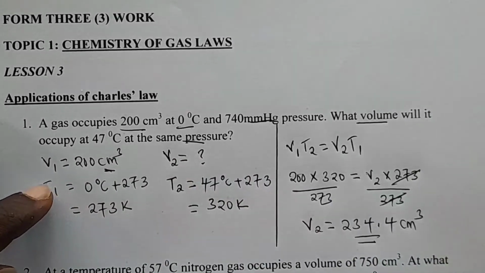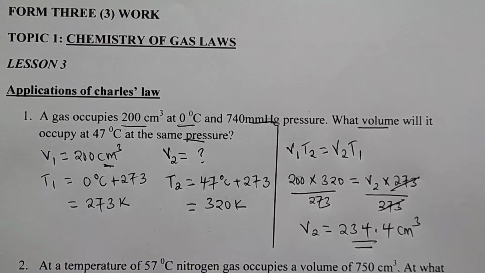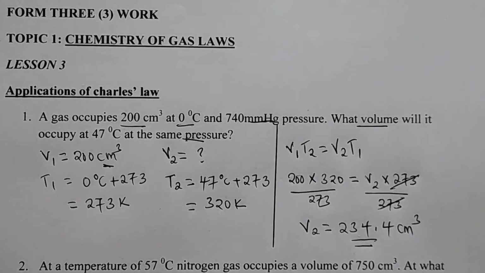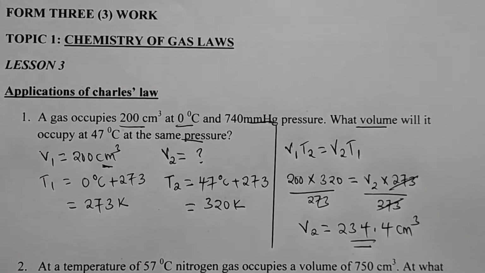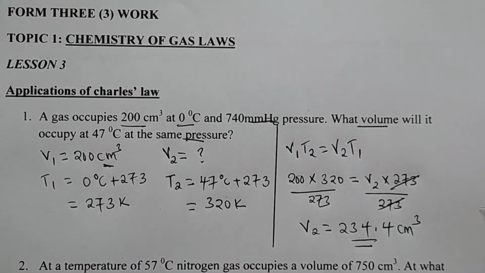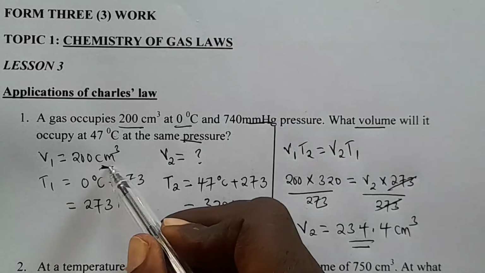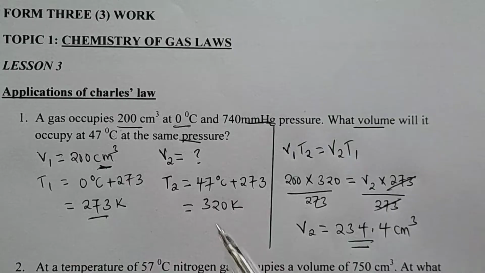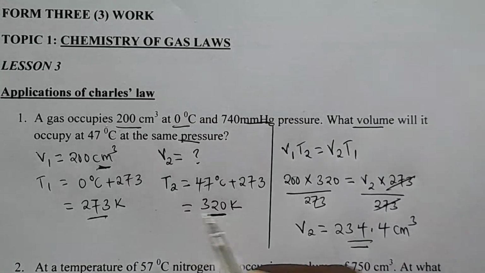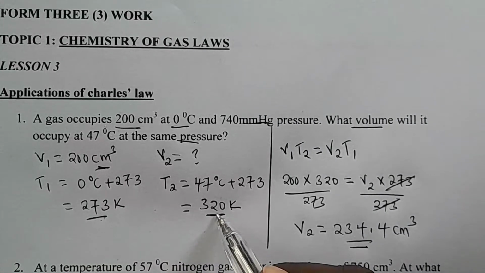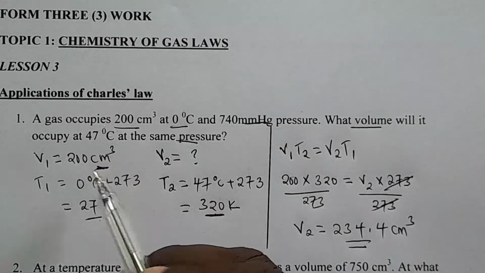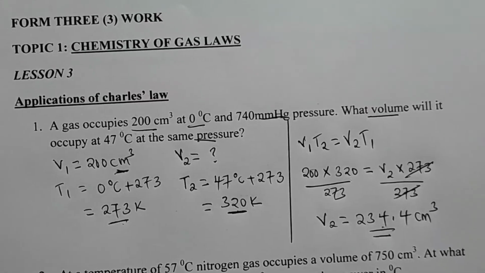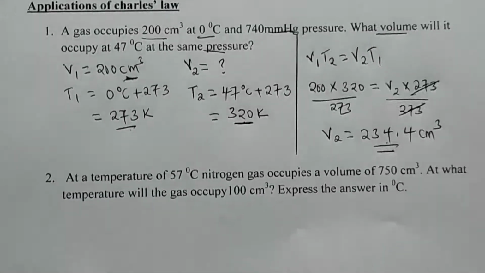So learners, you can confirm whether you are correct or not by just remembering what the law states. We are told volume is directly proportional to the absolute temperature. So check the volume, you are having 200. The first temperature here we are having 273, then second we are having 320. That means there was an increase in the absolute temperature, therefore we expect an increase on the side of the volume. So volume 2 is 234.4, which is bigger than our volume 1. So let's go to example 2.